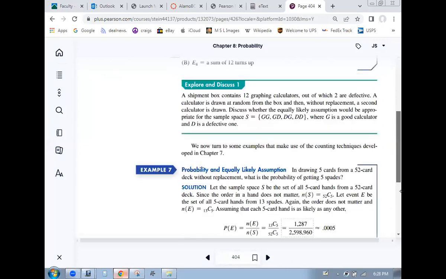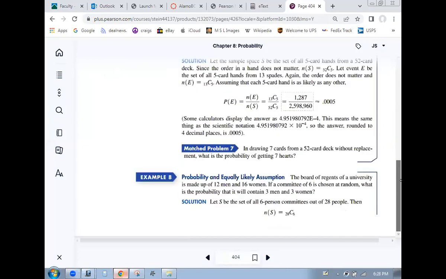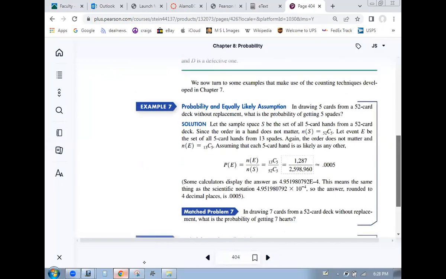I don't want to do a math problem. Look at example 7 here, so if we can use some of this.